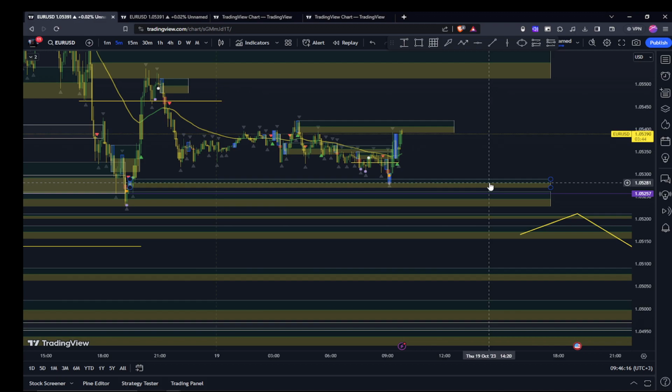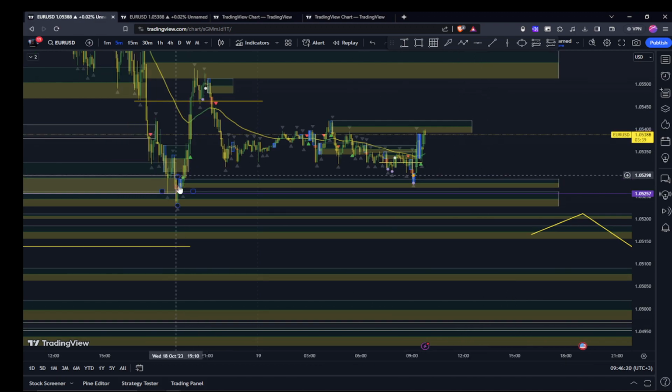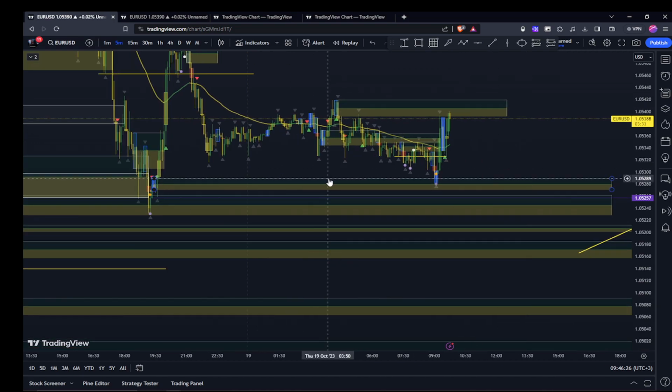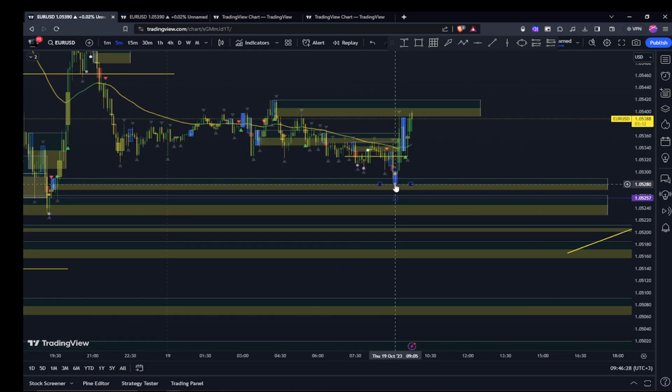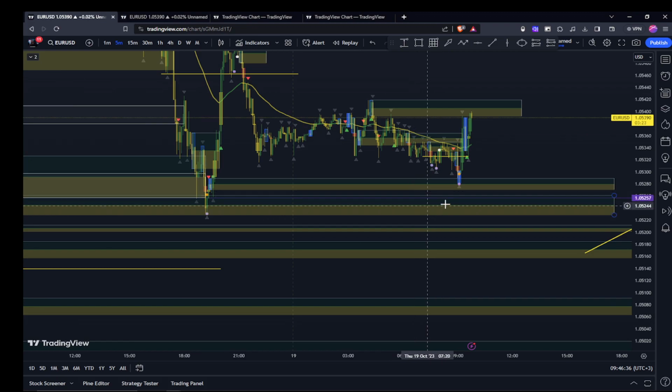The moment I switch to the 5 minutes, I see we have a bullish order block or a demand zone over here, and I see that this is a high likelihood area where the price will likely continue pushing high. So you could enter at the top.